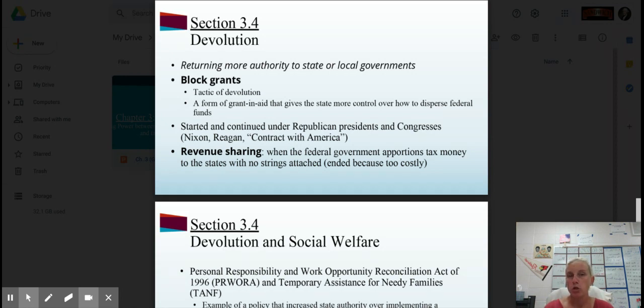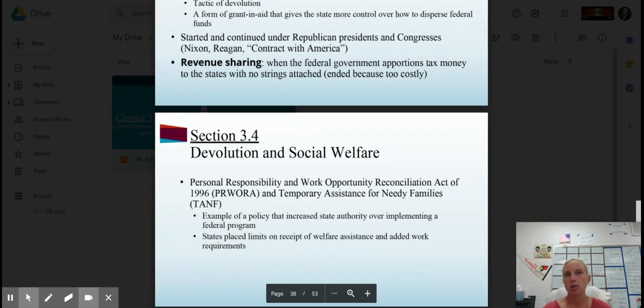Now, revenue sharing is basically money with no strings attached. It's way too costly, and the federal government loses control over what the states can do, so they don't really do it. But every now and then it was done, especially in the past.